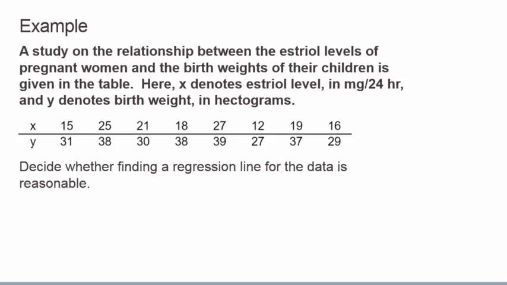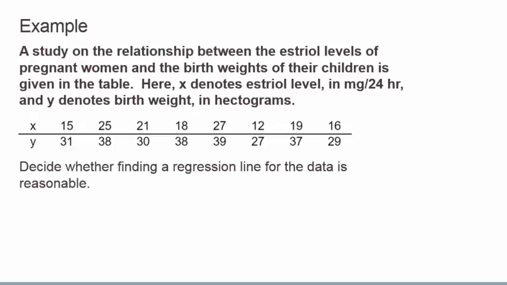Example: a study on the relationship between the estradiol levels of pregnant women and the birth weights of their children is given in the table. Here, X denotes estradiol level in milligrams per 24 hours, and Y denotes birth weight in hectograms. When X is 15, Y is 31. When X is 25, Y is 38. When X is 21, Y is 30. When X is 18, Y is 38.